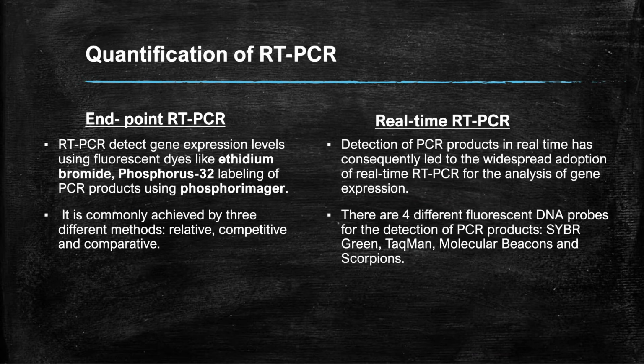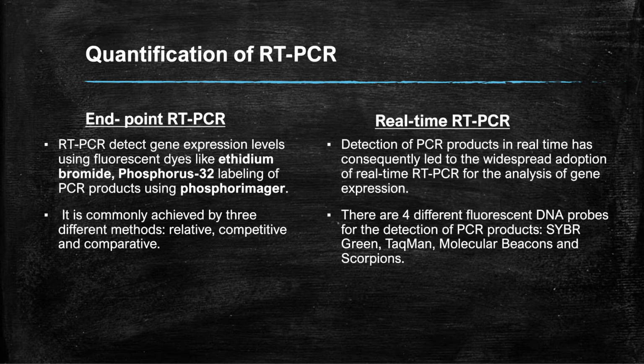Now, what is the quantification of RT-PCR? There are two types: one is endpoint RT-PCR and the other is real-time RT-PCR. Endpoint RT-PCR detects gene expression levels using fluorescent dyes like ethidium bromide and phosphorus-32. The labeling of PCR products is commonly achieved by three different methods: relative, competitive, and comparative. Now, real-time PCR. The detection of PCR products in real time has subsequently led to widespread adoption of real-time RT-PCR for the analysis of gene expression.